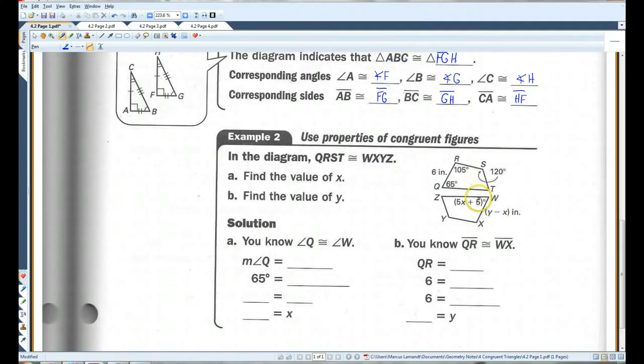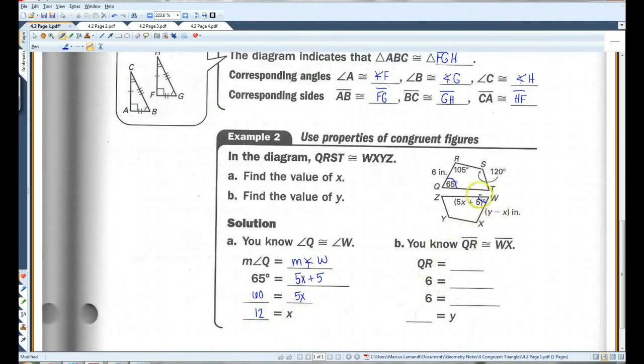So let's see here. We have an X here. W, it's the first one, corresponds with Q. So these two angles we know are congruent. Alright. Angle Q, congruent to angle W, so the measure of angle Q equals the measure of angle W. Angle Q is 65 degrees, angle W is 5x plus 5. If I subtract 5 from both sides, I'm going to get 60 equals 5x. Then I can divide by 5 and I get x equals 12. Okay?